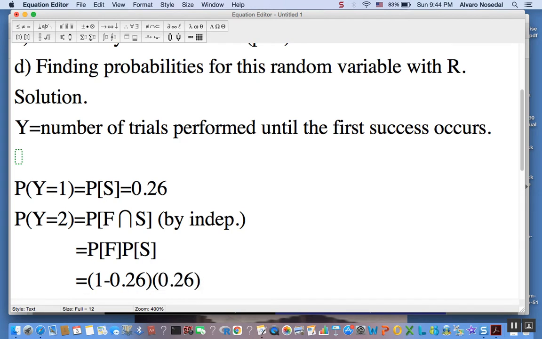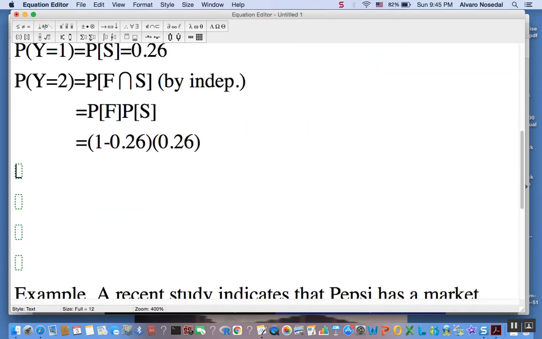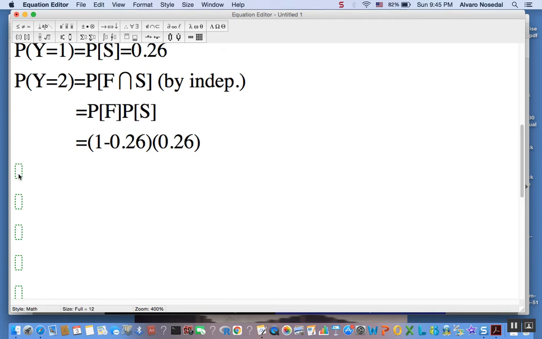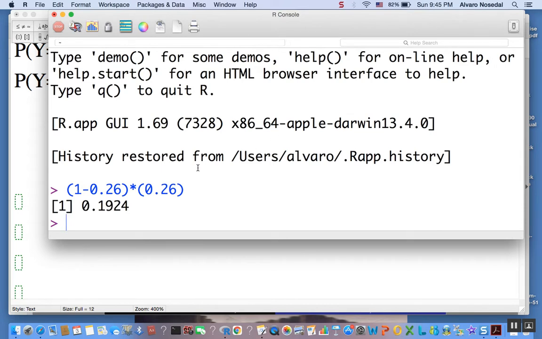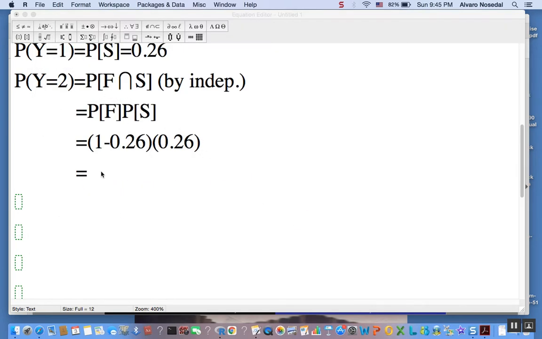Make sense? Okay, let's find it. Let me use R to find that probability. Let me launch R, and then we have 1 minus 0.26 times 0.26. Okay, so it's 0.1924. Great.